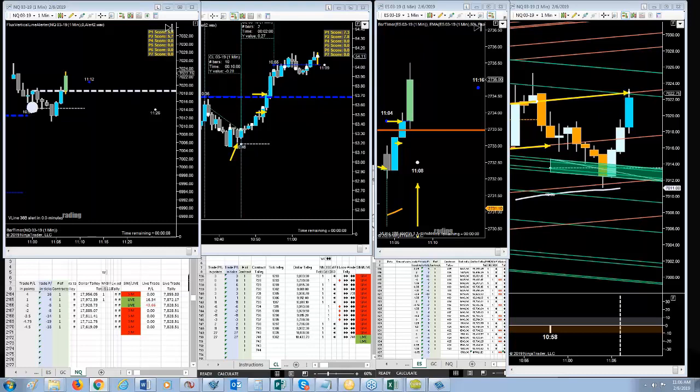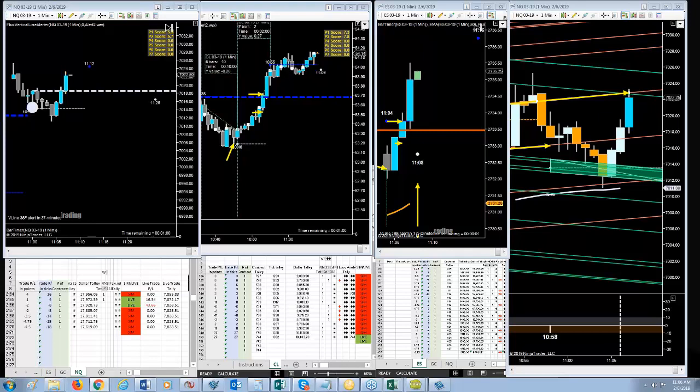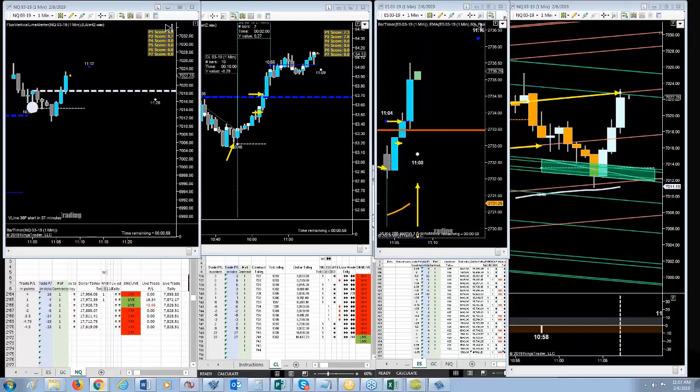There it is. Ding! Here's your target, Joe. So if you were long from where we said on the NQ, you should be out right here with about $160 per contract. So that was about a 2.5 to 1 risk reward.